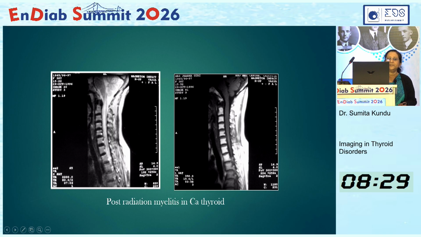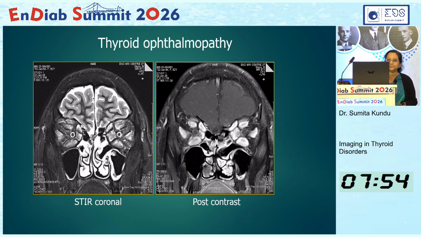This was a patient of carcinoma thyroid who presented with neurological deficits. When we did the scan, we found that the entire cervical cord was showing bright signal intensity, that means there was myelitis. But additionally, we can see the fatty change in the marrow of the cervical vertebrae, which is looking as bright as the subcutaneous fat on the T1 weighted images. So, in a patient in this kind of a scenario, where radiation has been given for carcinoma thyroid, the only diagnosis would be post radiation myelitis.